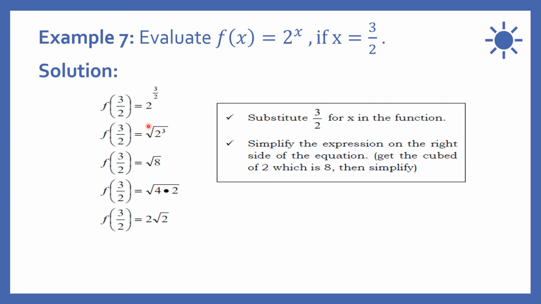Pero kapag 2 yung ating index, hindi na siya nilalagay kasi understood na ito ay square root. Hindi ba yung 2 ay square? So, hindi na siya nilalagay. Pero kung ibang number yan, lalagyan natin to. Halimbawa, 3 yan. Cube root. So, lalagyan nyo siya ng 3 dito. Okay? And then, simplify natin.